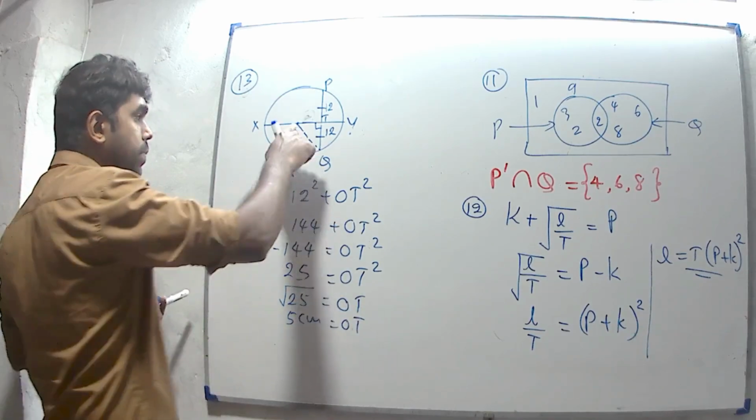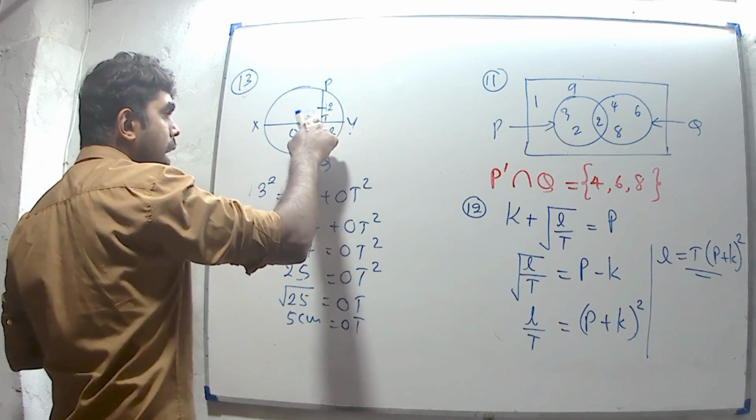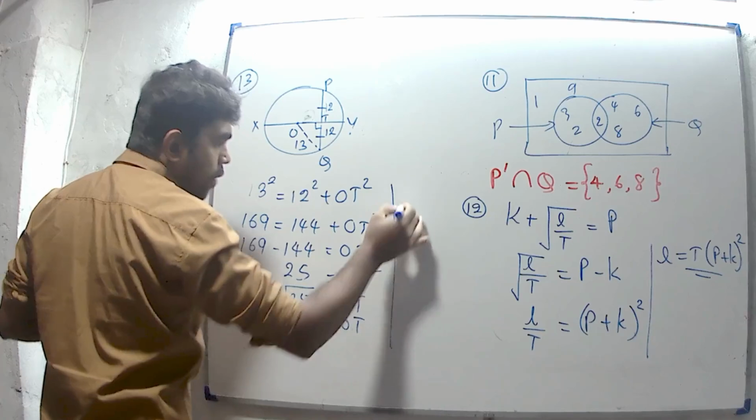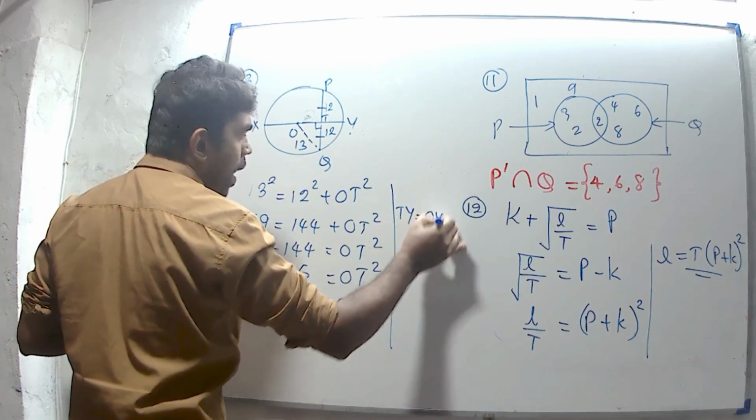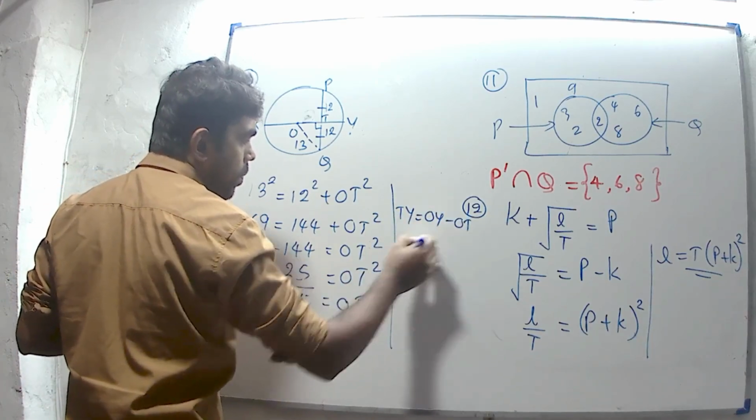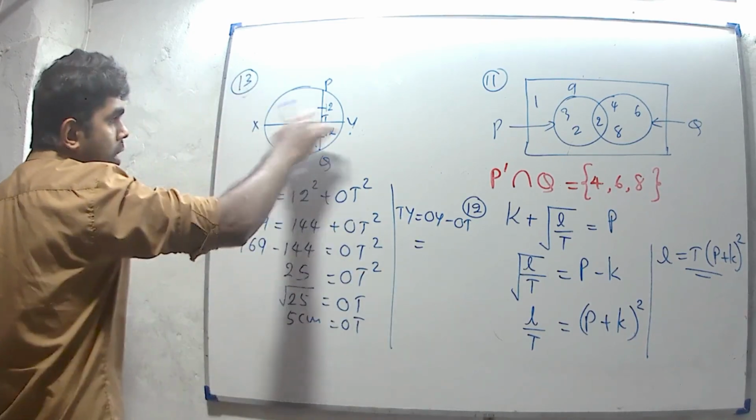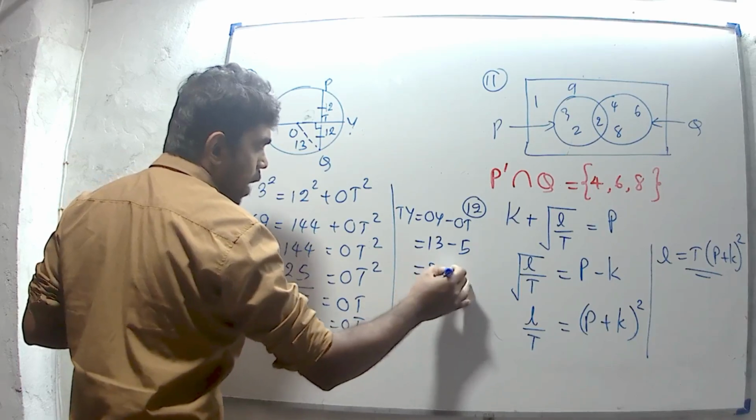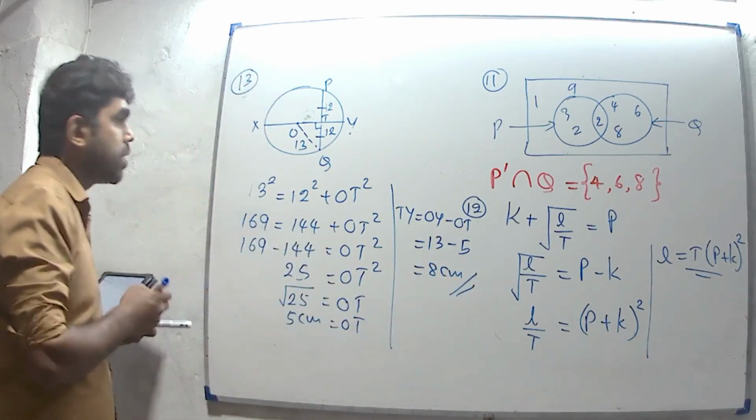Then we know that OY is the radius and OT is 5. Then we can write TY equals OY minus OT. OY is the radius, it is 13, and OT is 5. 13 minus 5 is 8 centimeters.